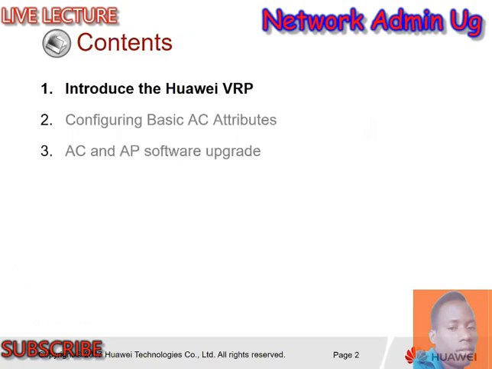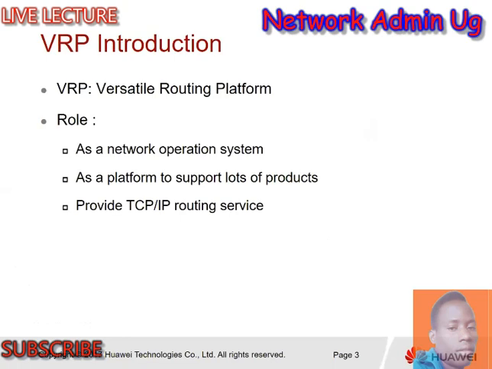So we shall introduce the VRP. The VRP is the versatile routing platform used on Huawei devices for all networking operations, supporting either data communication products or network operating systems. This software runs on routers, switches, and most of the devices, and this platform is capable of providing routing for the devices it works with.